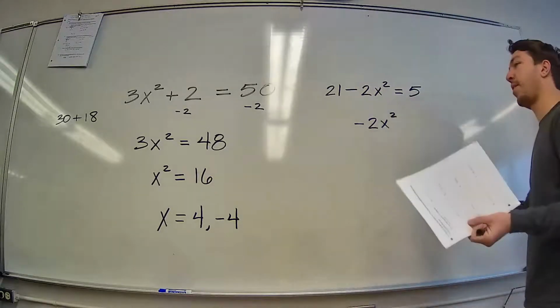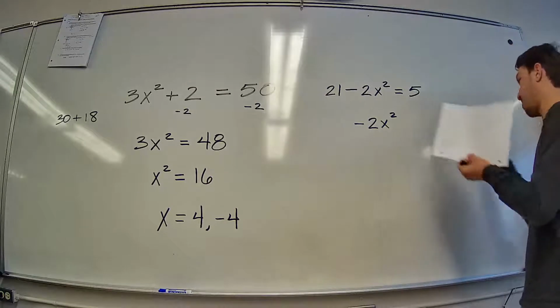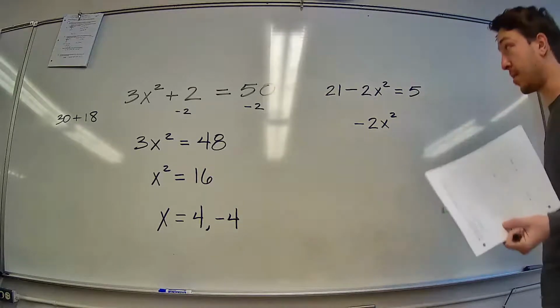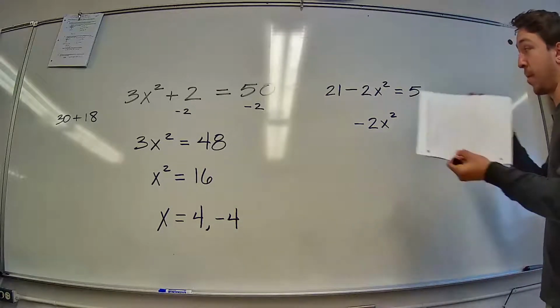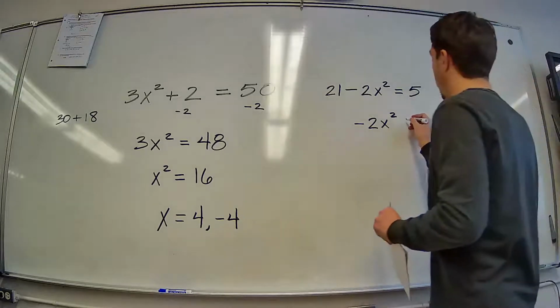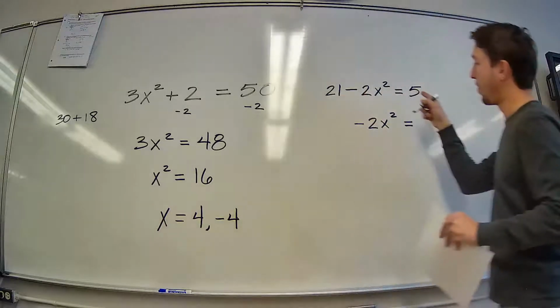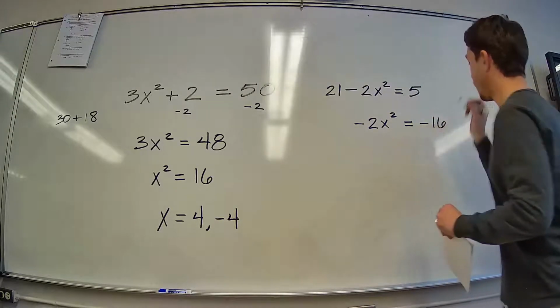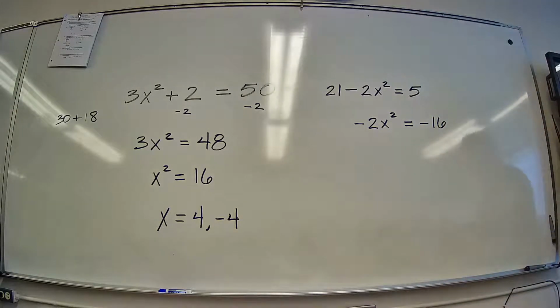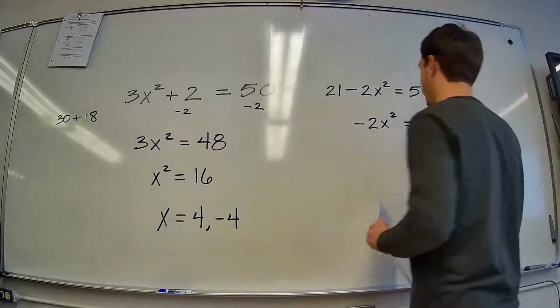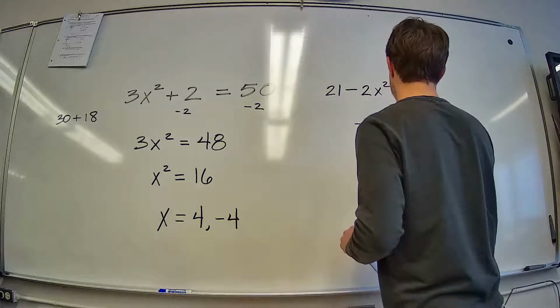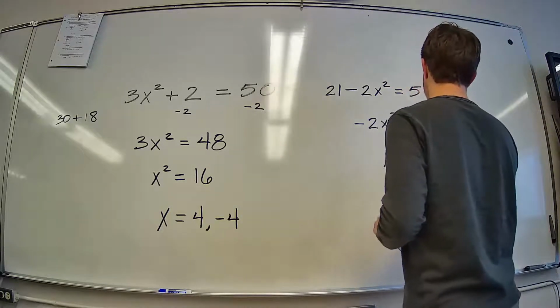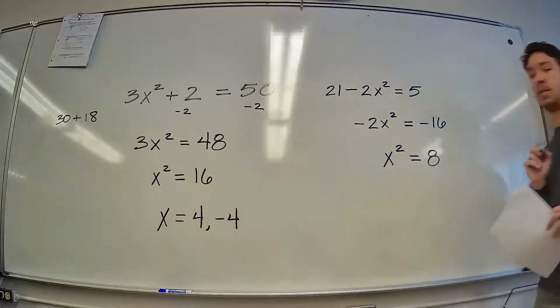Remember, anything you do to one side of the equation, you got to do to the other side. And generally, you can do whatever you want as long as you do it consistently to both sides of the equation. So if we subtract 21 from this, we get -16. Then divide both sides by -2. We get 8. All right.